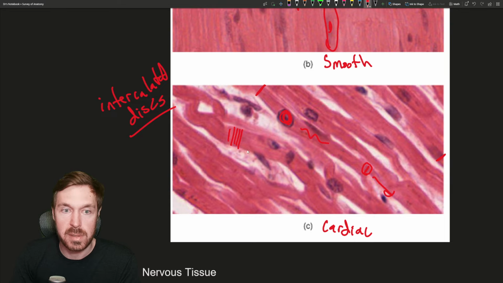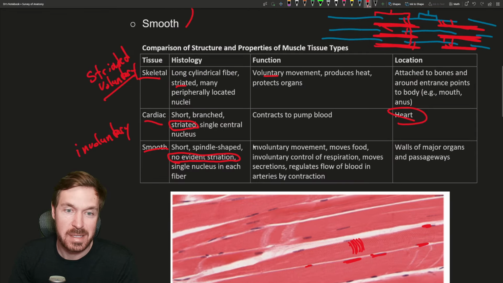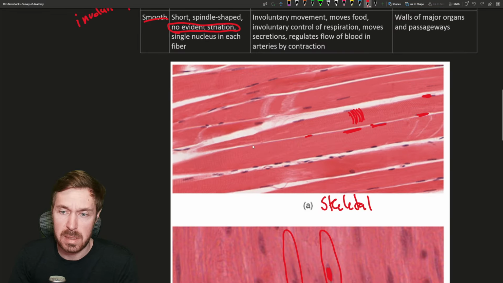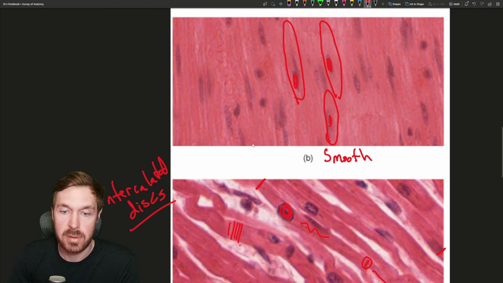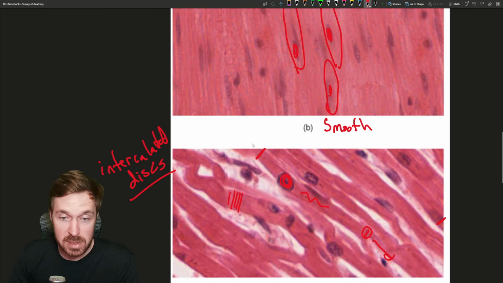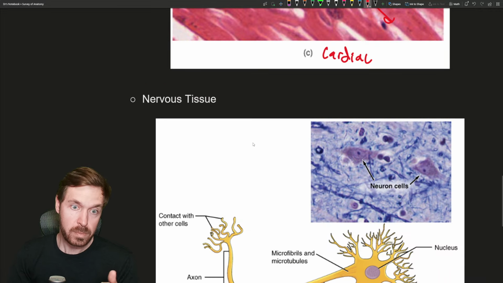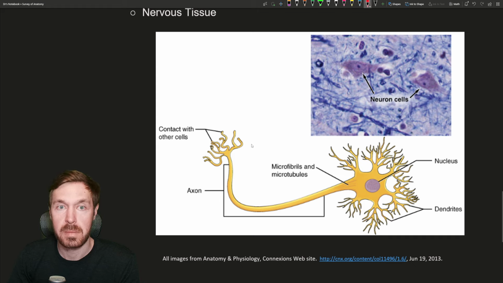So those are the three muscles: cardiac, smooth, and skeletal. We're going to talk more about the cellular components and the molecular components of each in future chapters, but this is just, they are types of tissues. Then next up here is nervous tissue. This is the last tissue we're going to talk about.